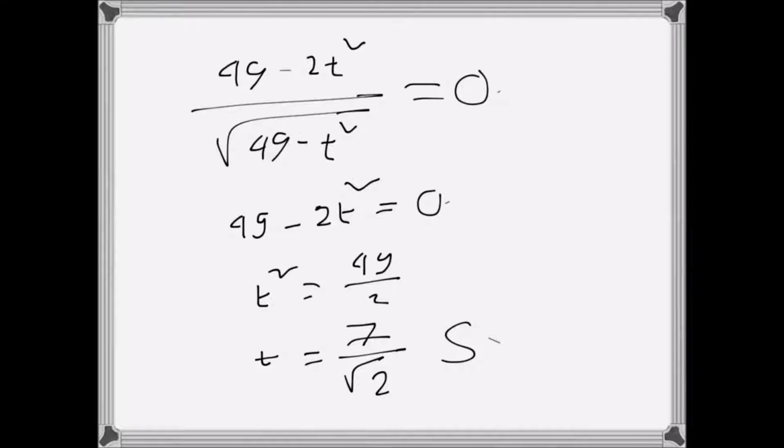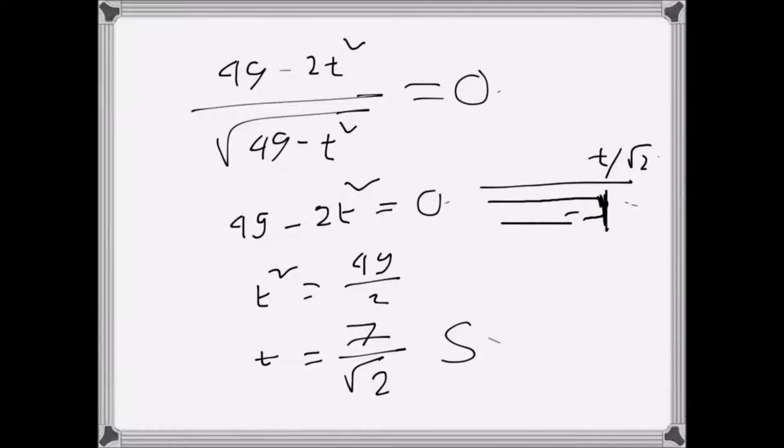That means the particle goes in a straight line, so it goes in this direction. At t equal to 7 over root 2, the velocity becomes 0, then the direction of velocity changes, and it comes back, and in total it travels for 7 seconds. So this is when the velocity becomes 0.